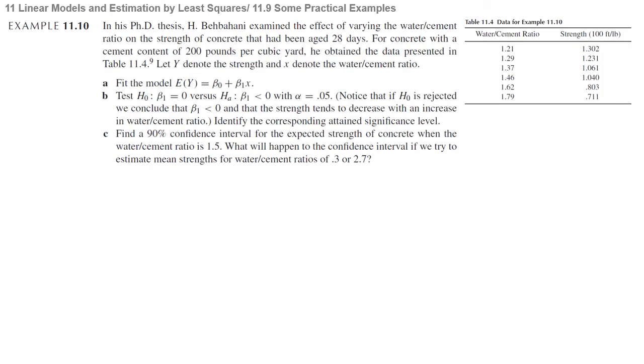Okay, let's move on to example 11.10. In his PhD thesis, H. Behbahani examined the effect of varying the water-cement ratio on the strength of concrete that had been aged 28 days. For concrete with a cement content of 200 pounds per cubic yard, he obtained the data presented in table 11.4. Let Y denote the strength and X denote the water-cement ratio. Okay, so in Behbahani's thesis, he experimented with some conditions and the cement strength, and he is going to model this situation using simple linear regression.